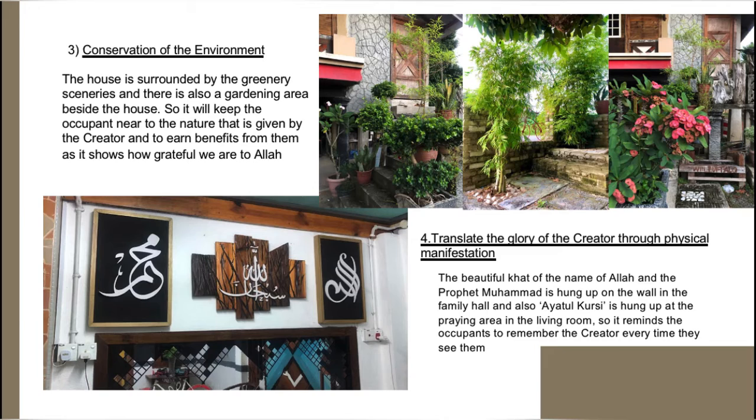Number 4 is to translate the glory of the Creator through physical manifestation. The beautiful calligraphy of the names of Allah and the Prophet Muhammad is hung on the wall in the family hall, as well as Ayatul Kursi at the praying area in the living room. So it always reminds us to remember Allah every time we see them.